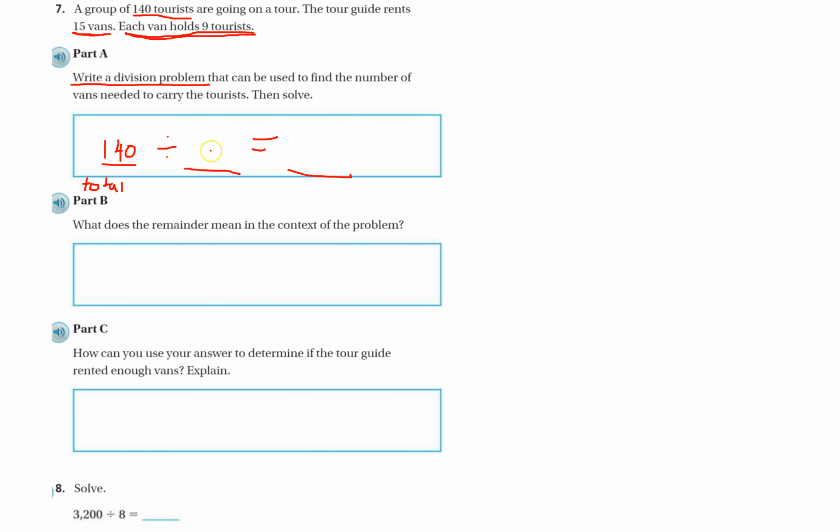So each van holds 9 people. There's 140 people. Divide them into groups of 9, right? Each group of 9 will ride a van. And then we do that division problem. So let's go ahead and do that.